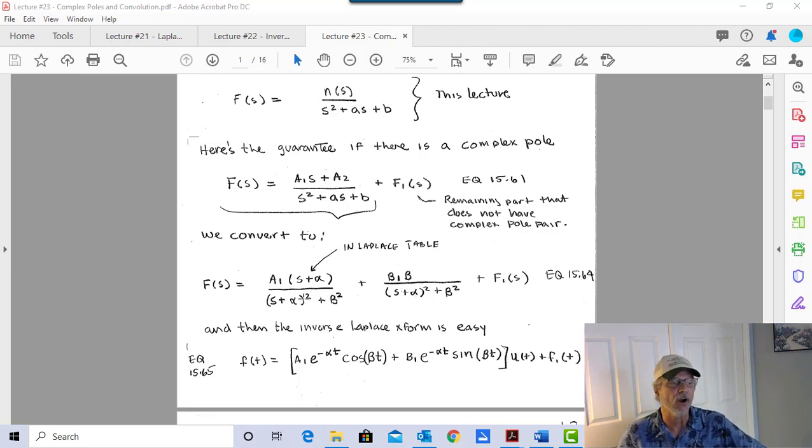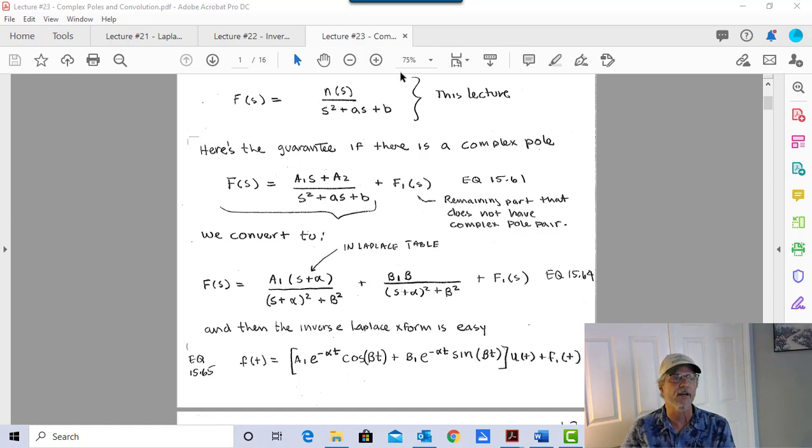Because these are right in the Laplace transform table. So this is the kind of Lego building block we want. Because once we get it into this formula, we go into the table and we just invert it by inspection. So once we get our F(s) into this form, this inverse Laplace transform is easy. f(t) equals all this stuff here. Don't forget that f1(t). Remember, it came from our F1(s).